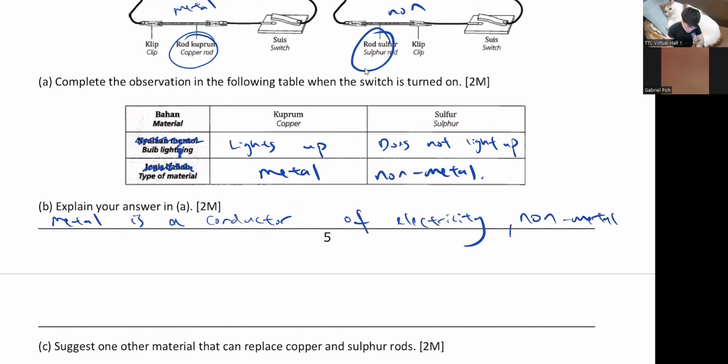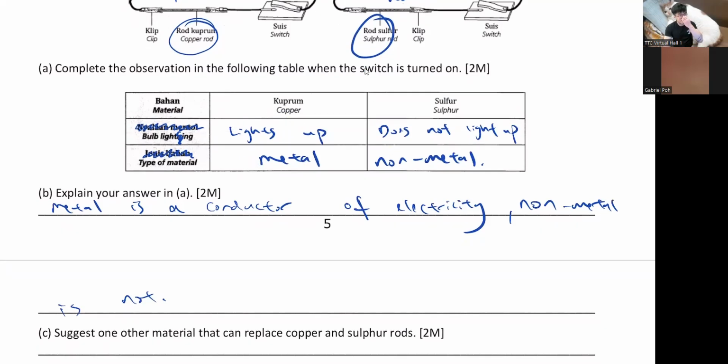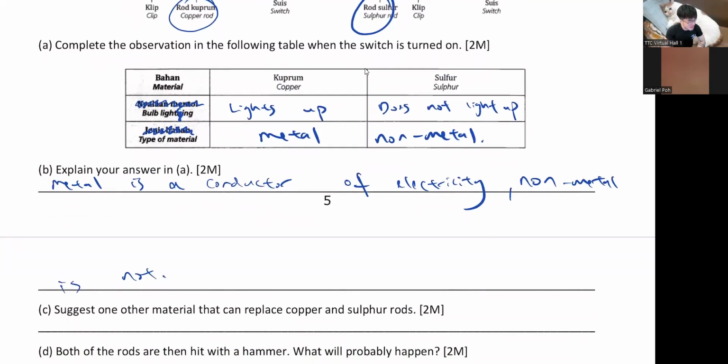Non-metal is not. Right? So they want you to explain why. Why does metal light up? Okay, because it's a conductor, whereas non-metal is not a conductor. Okay, this is primary school stuff, right?